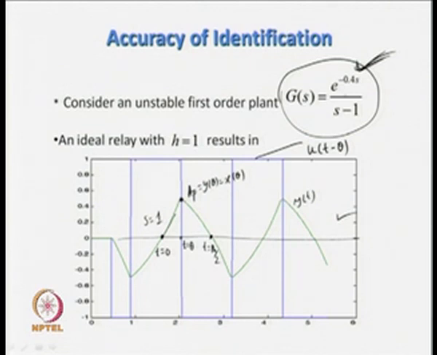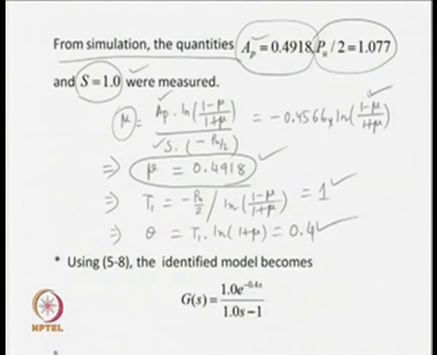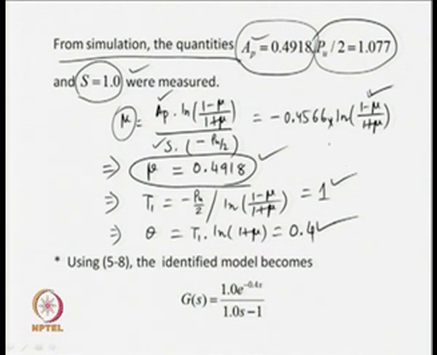We had G(s) is equal to e to the power minus 0.4 s upon s minus 1. As I have already mentioned, theta is equal to 0.4, T1 equal to 1 and k is equal to 1. So, our calculation from here, k is equal to, as you have seen the expression for k, S T1 by H, and S is equal to 1, T1 has been estimated as 1, H is equal to 1. So, k is also equal to 1.